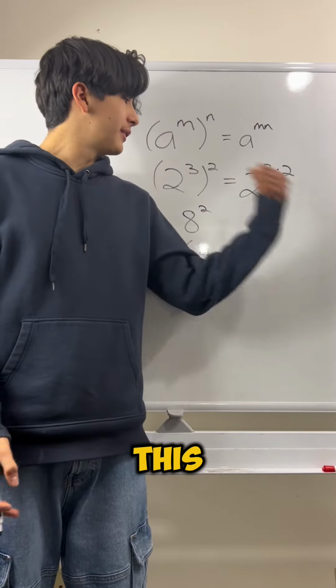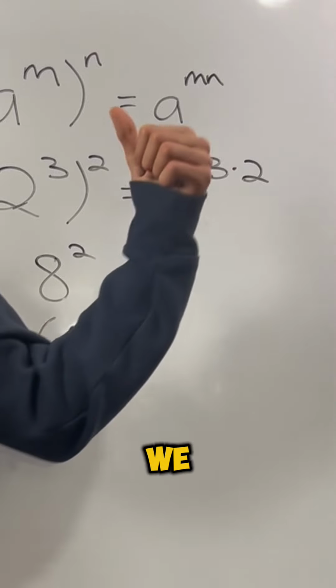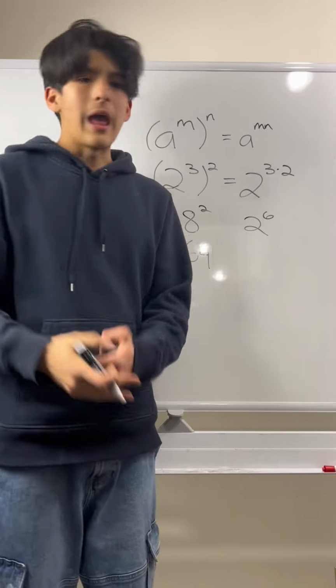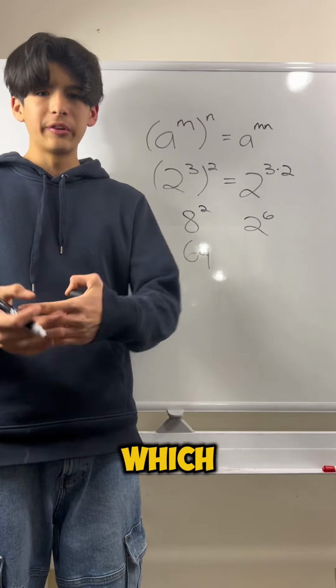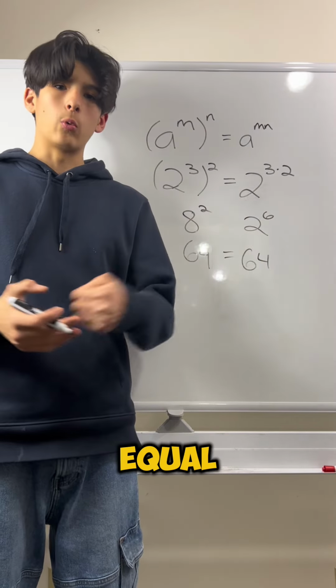Now let's evaluate this side, where we have 2 to the 3 times 2 power. Now we could just evaluate 3 times 2, which we all know is 6. And now we have 2 to the 6th power, which is just 64 again. And these two are equal.